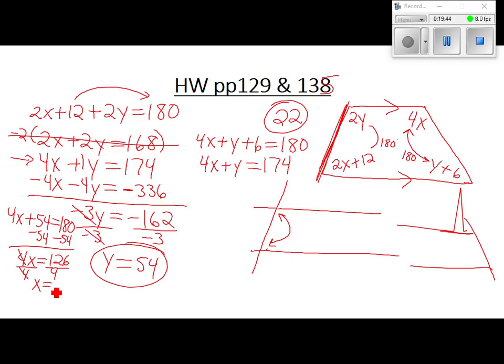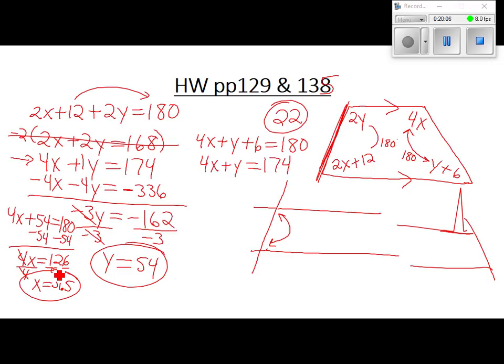Did we mess up? You said 31.5? Anybody else get that? Does it mean we messed up just because we came out with a decimal? You're old enough now that you come out with decimals sometimes, right?